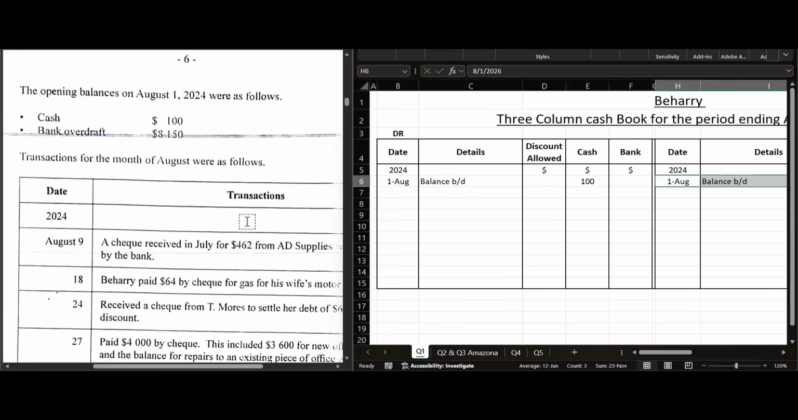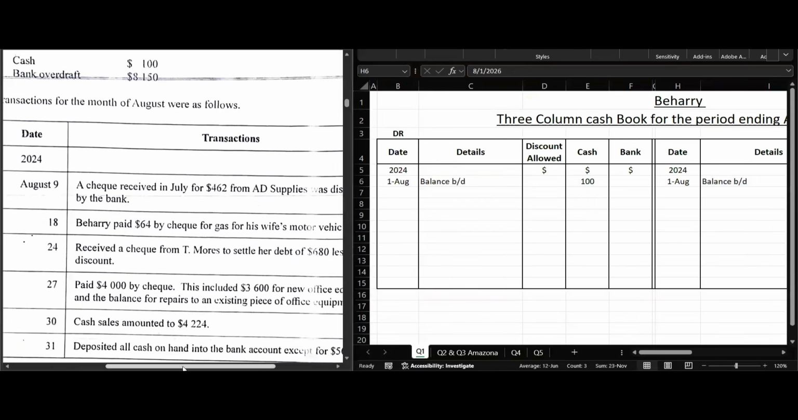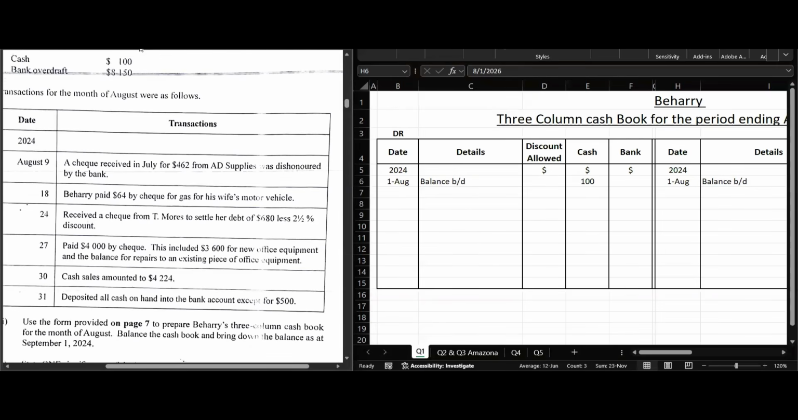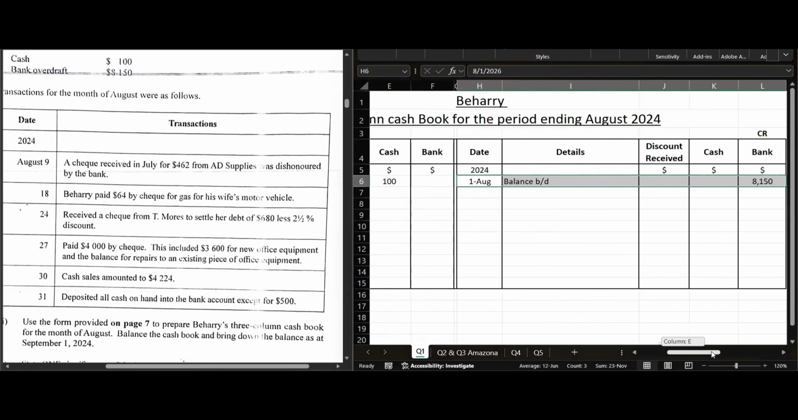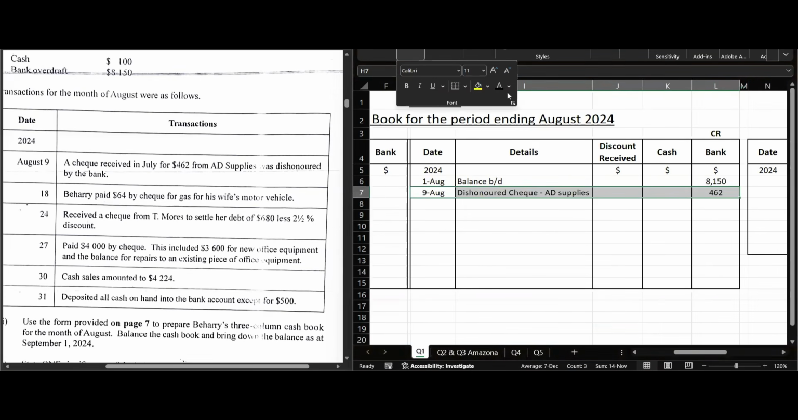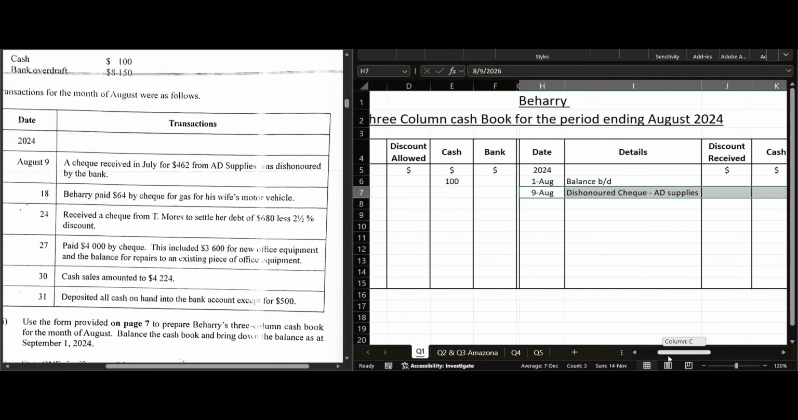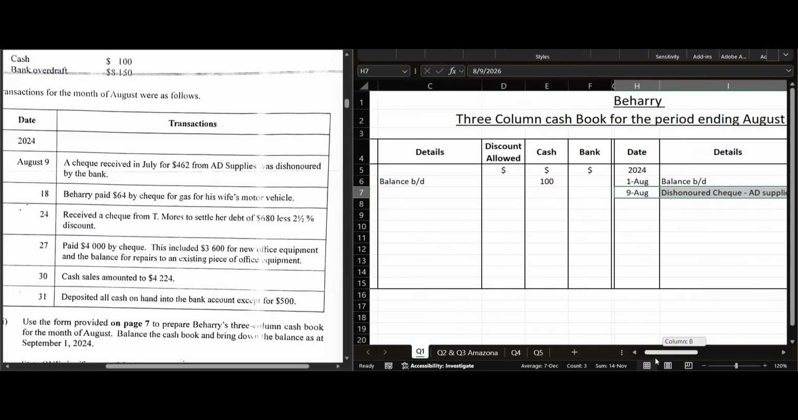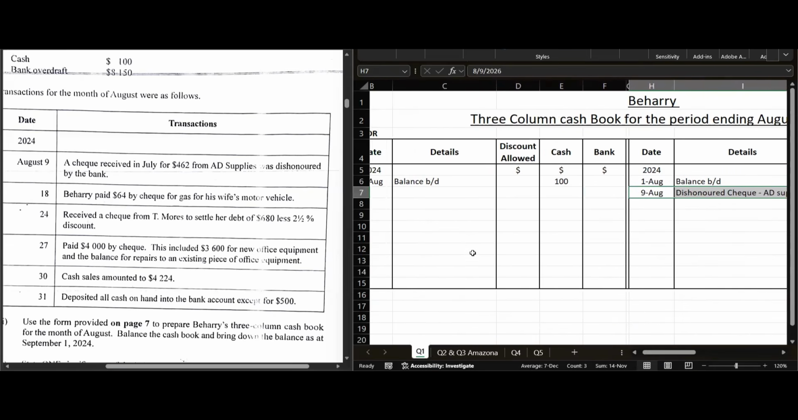Great, let's jump down to those transactions now. On August 9th, a check received in July for $642 from AD Supplies was dishonored by the bank. Well, as you guys know, this check was dishonored, meaning that the check was invalid. Therefore, we need to put that on the credit side of the cash book. Now, the reason why we put that on the credit side is because obviously your dishonored check meant that the customer would have paid us that money. We would have initially recorded it as money in on the debit side, but since the bank told us that the check was invalid, we now have to reverse it. So that's what's going to show up on the credit side.